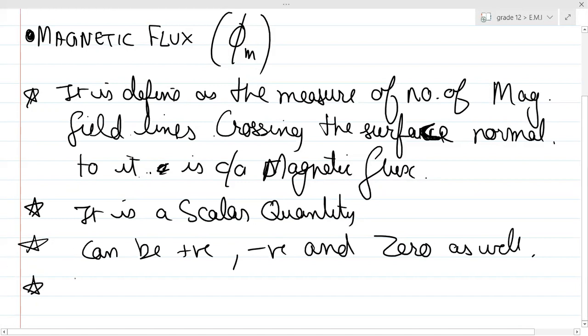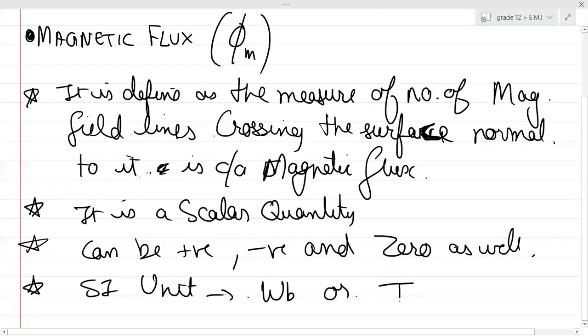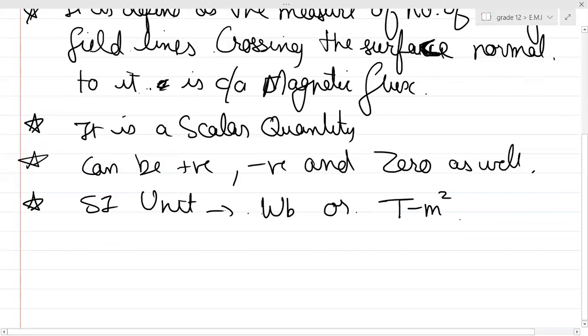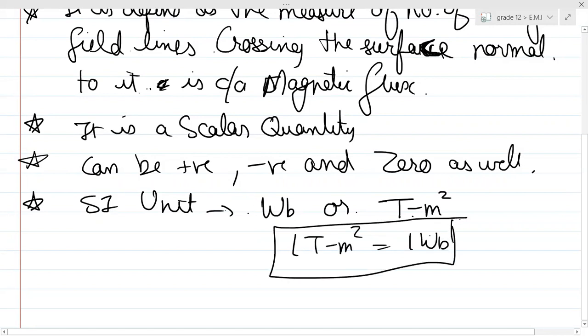What is the SI unit? The SI unit is Weber, or Tesla meter square. We'll come back to how exactly it is there. So always remember, 1 Tesla meter square is named as 1 Weber. Please remember, Weber is the unit of magnetic flux. Weber is not the unit of electric flux.